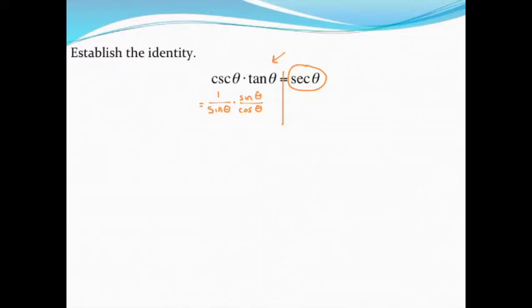Sometimes doing trig identities is just a matter of trying something to see if it works, and if you reach a dead end, you go back and try something different.